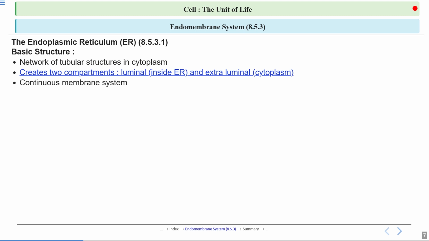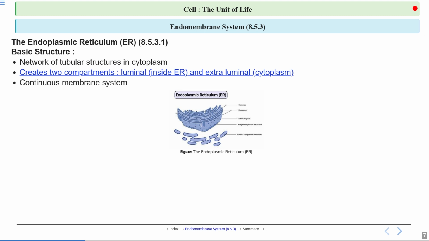Now this ER is a continuous membrane system. You can see this is an image showing you the endoplasmic reticulum. Here you can see cisternae are present. If ribosomes are present, then it becomes rough endoplasmic reticulum. Ribosomes are involved in protein synthesis. The above image is a rough endoplasmic reticulum. Then below this is the smooth endoplasmic reticulum, in which ribosomes are not present. Here cisternae are present in the endoplasmic reticulum.